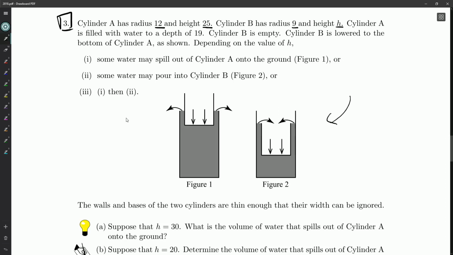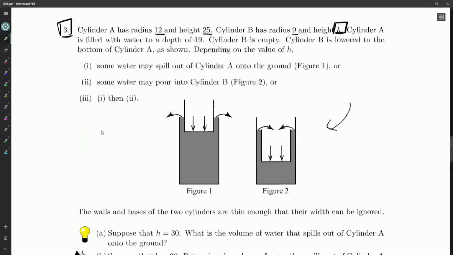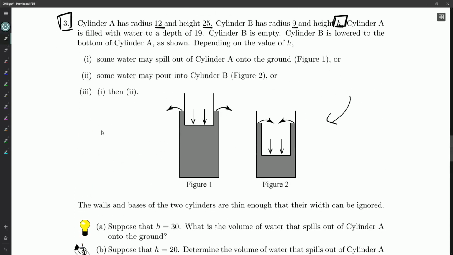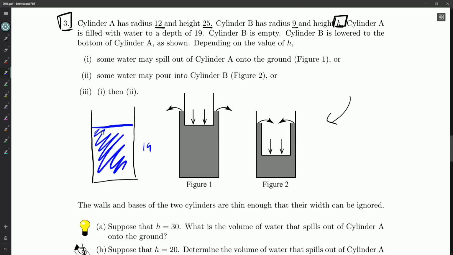Okay, so radius 9, height h. Now, I don't know what h is. One of these parts might ask me to find h. Who knows? Cylinder A is filled with water to a depth of 19. So, it looks like we've got some pictures of a process happening down here, but I imagine we start with cylinder A, and the water is up here to a height of 19. The total height is 25, and the radius down here is 12. Cylinder B is empty. Cylinder B is lowered into the bottom of A as shown.